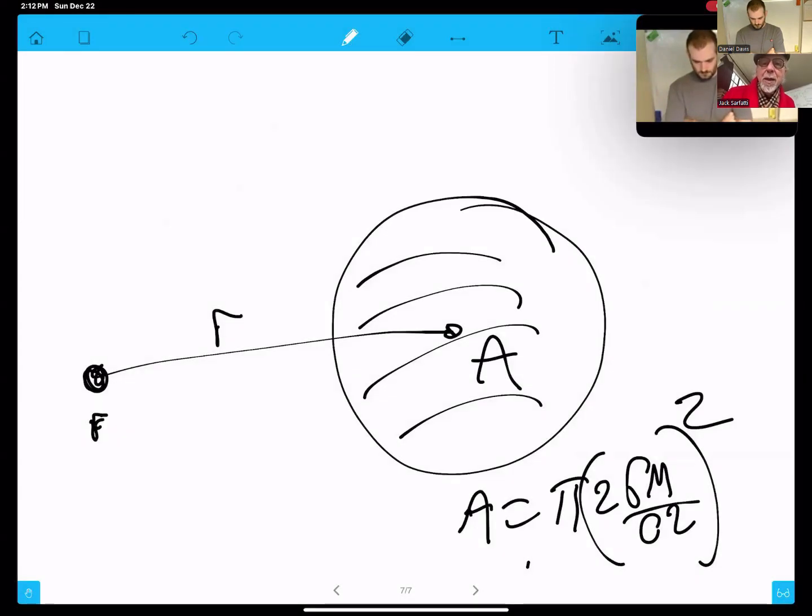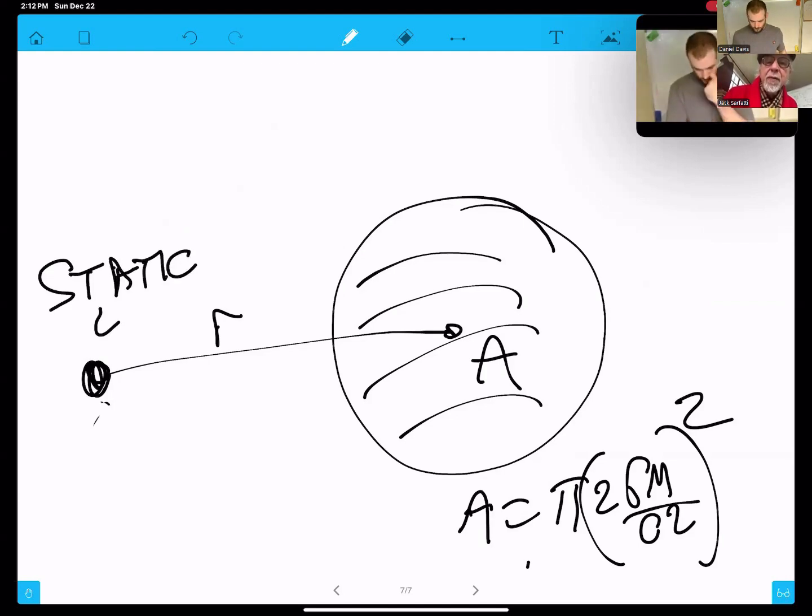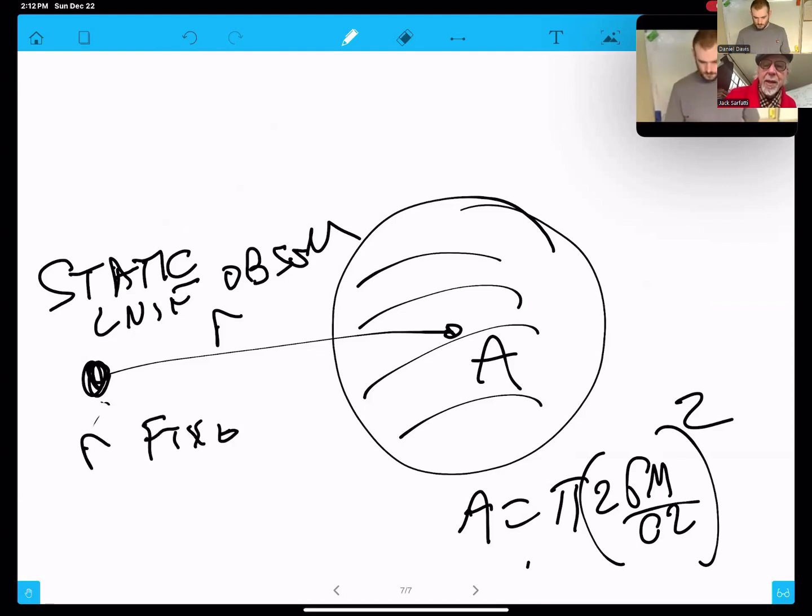Hang on. This guy is called the static LNIF observer, or detector observer. He's at fixed R. R is fixed. That means he's in a rocket ship. What he really has is a rocket ship.